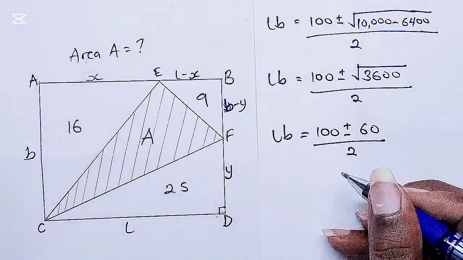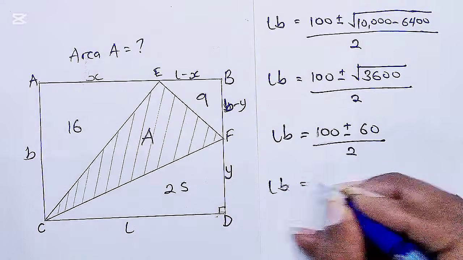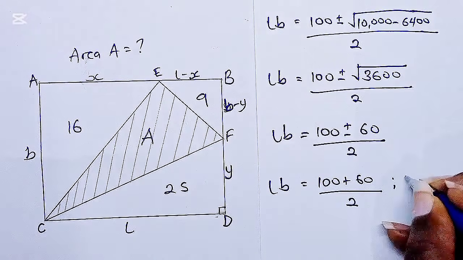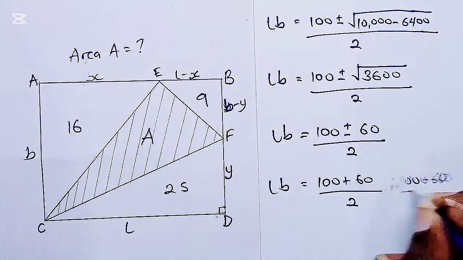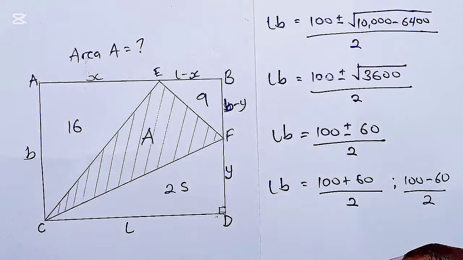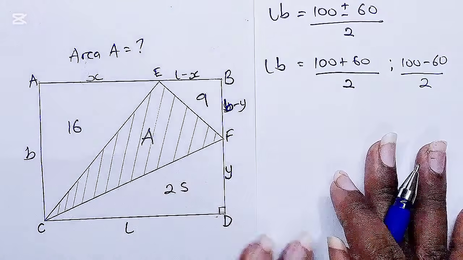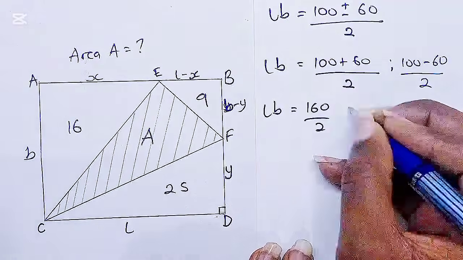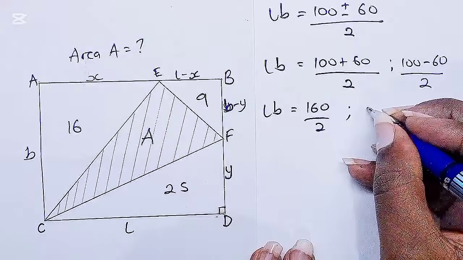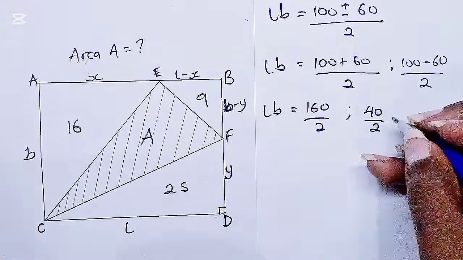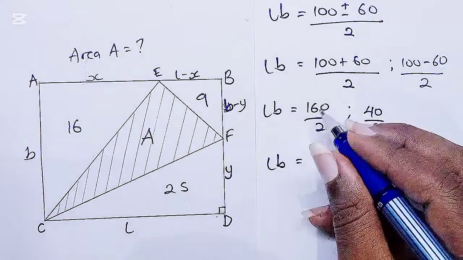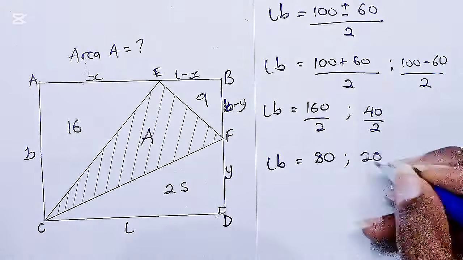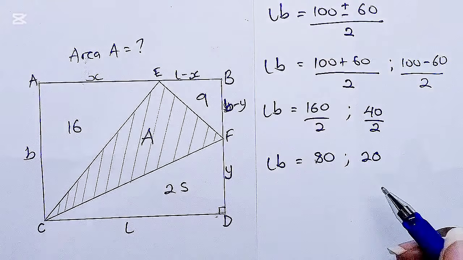Therefore, we have two possible solutions. LB is equal to 100 plus 60 over 2, or 100 minus 60 over 2. Here it's 160 over 2, while here it's 40 over 2. Therefore, LB is 80 or 20. So our answer is either 80 or 20.